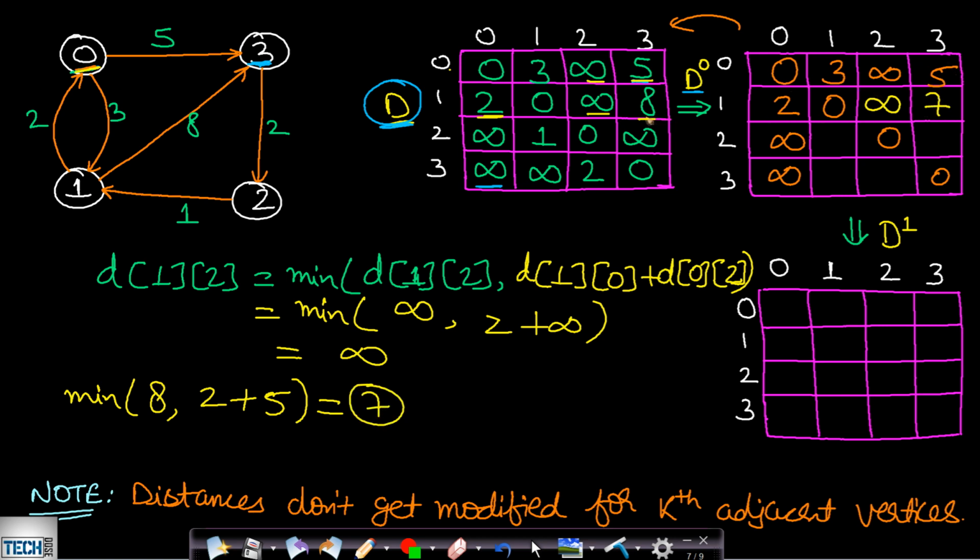You can see that previously the shortest path from 1 to 3 was 8. So from 1 to 3 the shortest path with only one edge, that is direct edge, was 8. And now since we have included this 0, there is a new shortest path which is from 1 to 0 and from 0 to 3, which is 2 plus 5, which is 7. Okay, so that is why we have replaced here 7. Now let us proceed with the next part, which is from 2 to 1.